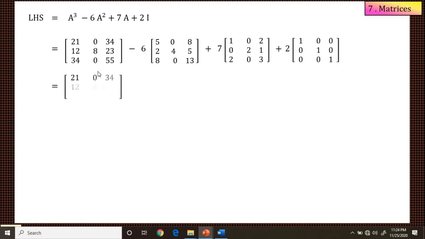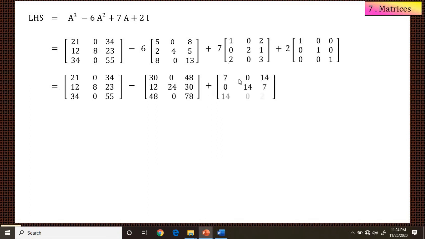If A is of order 3, I is also of order 3. If A is a second order square matrix, I should be of order 2. So next, A cube, that is 21 0 34, 12 8 23, 34 0 55 as it is, minus this multiplied by 6, so you will get 30 0 48, 12 24 30, 48 0 78, plus now 7 into this matrix, so you will get 7 0 14, 0 14 7, and 14 0 21, plus now 2 is multiplied, therefore it is 2 0 0, 0 2 0, 0 0 2.